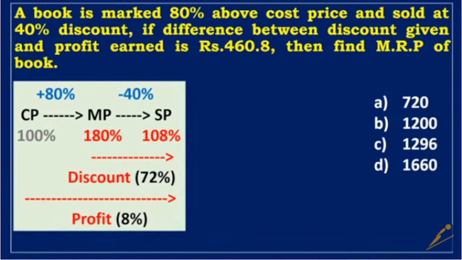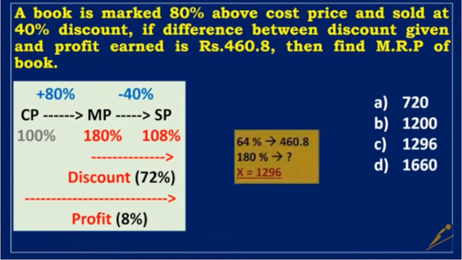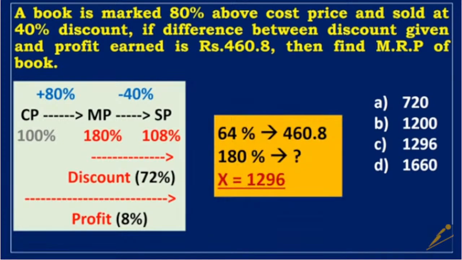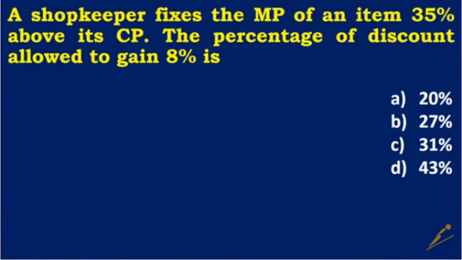Profit is defined as the difference between the selling price and the cost price, which is 108% minus 100% equals 8%. According to the question, the difference between the discount given and the profit earned is 72 minus 8%, or 460.8. Then we must determine the MRP of the book, which is 180%. Solving these two equations provides 1296 rupees, which is the MRP of the book. Let's look at the second example to understand the discount concepts.